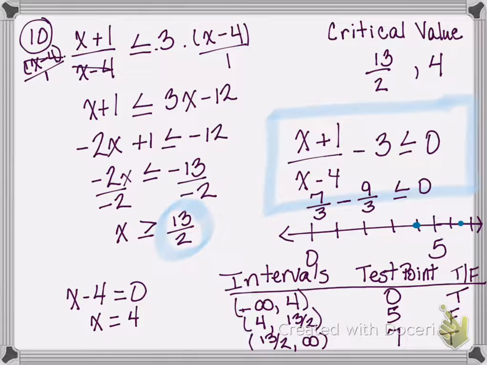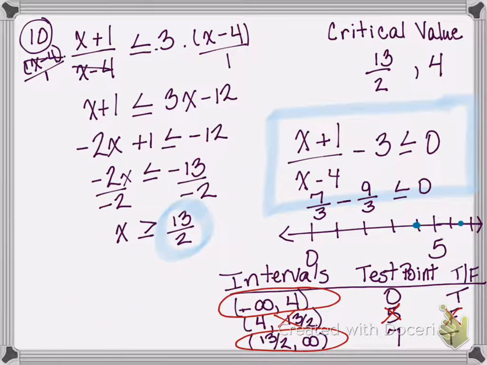So now what I'm looking at is my intervals. This interval that gave me a false statement, I am going to mark out completely because that is not one that I'm going to use. So the only intervals that I'm focused on are negative infinity to 4 and 13 over 2 to infinity. But I have to decide what I need to include. Where do I need to include those brackets? So if I look back at my original problem, you'll notice that my original problem is less than or equal to. So that means I do have to have some brackets.